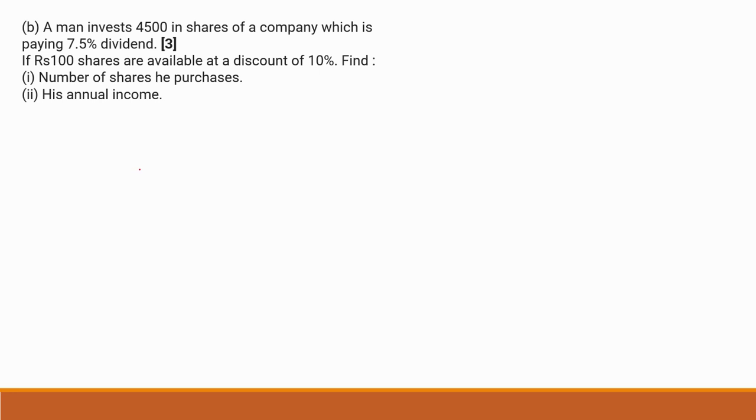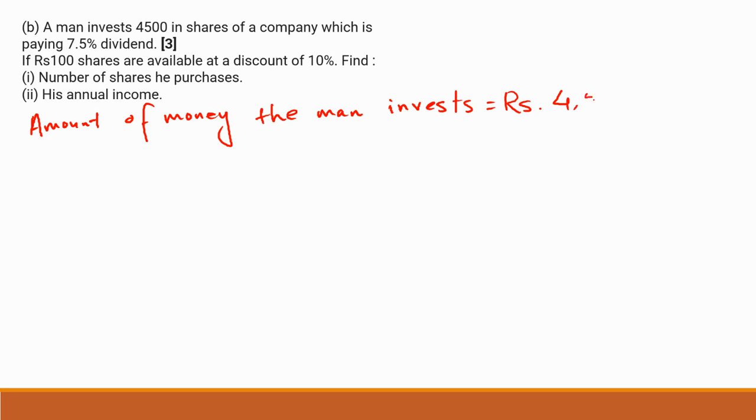So basically he invests 4,500. So you write amount of money the man invests, how much? Rupees 4,500, right? This is the amount of money the man invests.